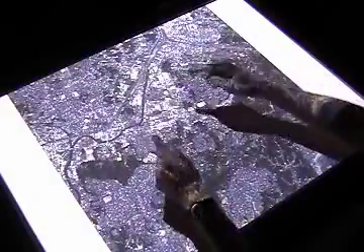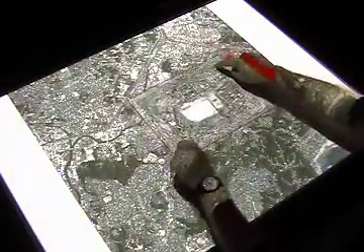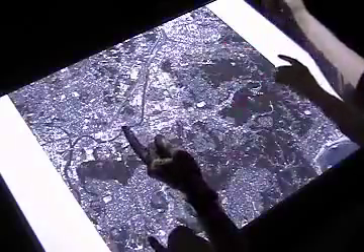When the user is finished examining the details of the underlying dataset, they simply lift their fingers off the table. This transition is animated to preserve the illusion of a pliable surface returning to its original state.